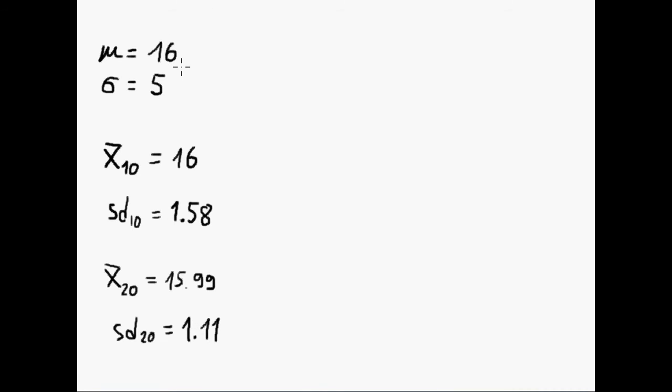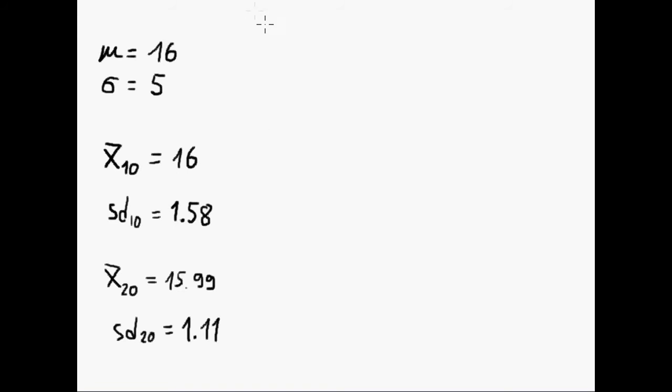Here are the numbers written down, the original mean and standard deviation of the true population. I cannot repeat that often enough, are 16 and 5. And here's the sample mean and sample standard deviation for sample size 10 and sample size 20. In both cases, the mean of the sample means is very close to the true mean. But what about this standard deviation?